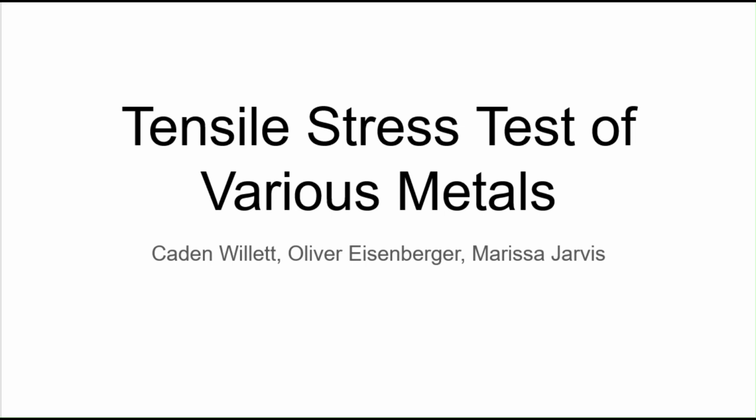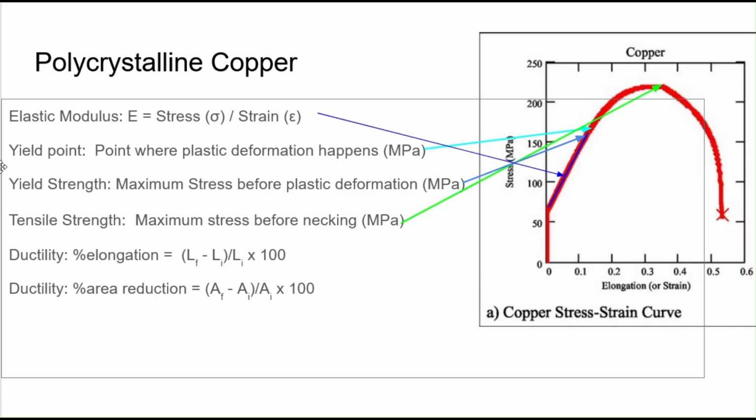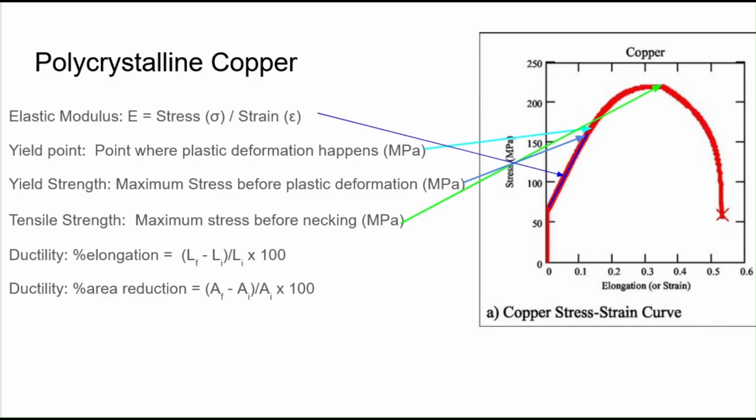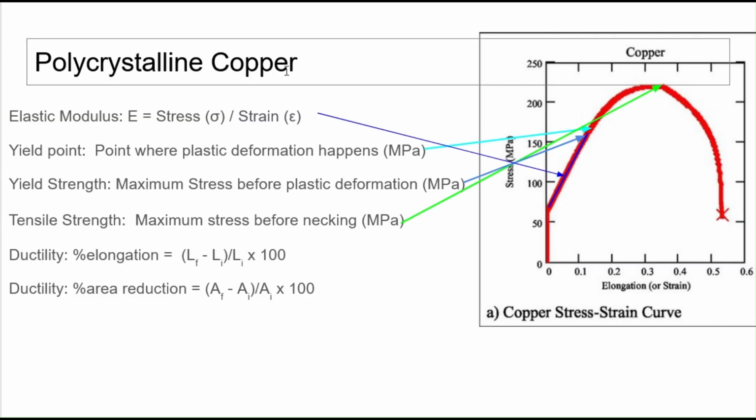This is the tensile stress test of various metals. Polycrystalline copper. The elastic modulus is a substance's resistance to elastic deformation. This is calculated by dividing the stress by the strain and uses the symbol E. The yield point is a point where the plastic deformation starts happening. Tensile strength is the peak stress that the material experiences.